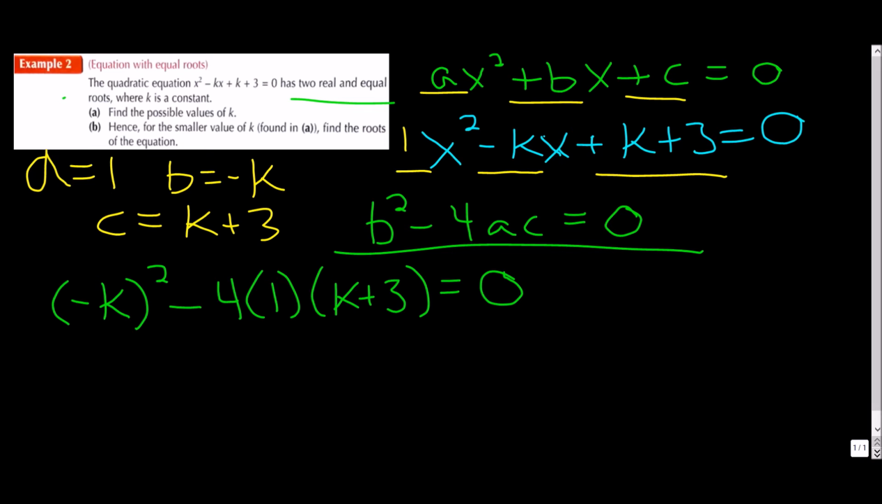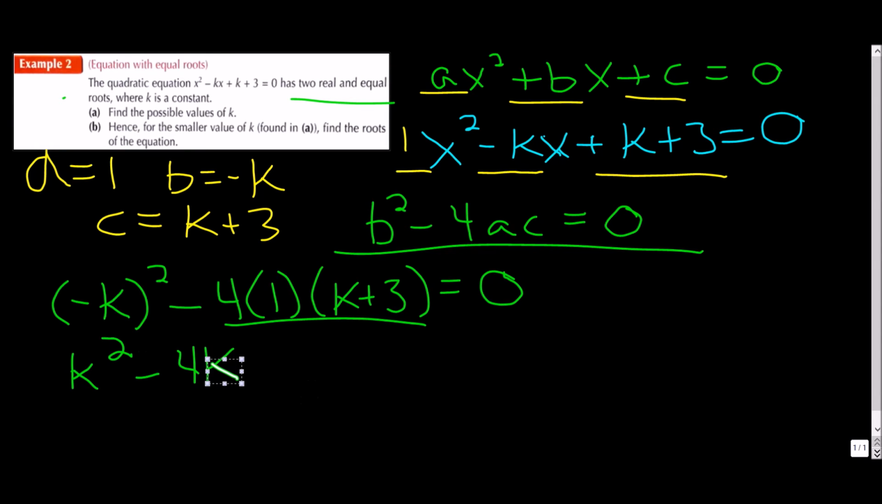So negative k squared is going to be k squared. That is the same thing, right? Because a negative times a negative makes a positive. Always remember that. Now, when we go here, we're going to have negative 4 times 1 makes negative 4, and k plus 3. So we have negative 4 times k plus 3. So what happens here? Well, we need to distribute this negative 4 to each part. So negative 4 times k makes negative 4k.